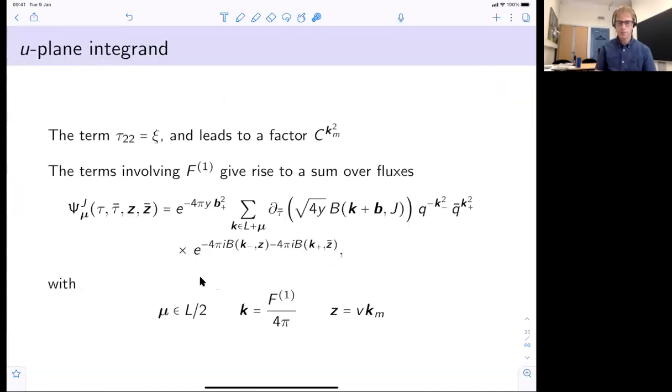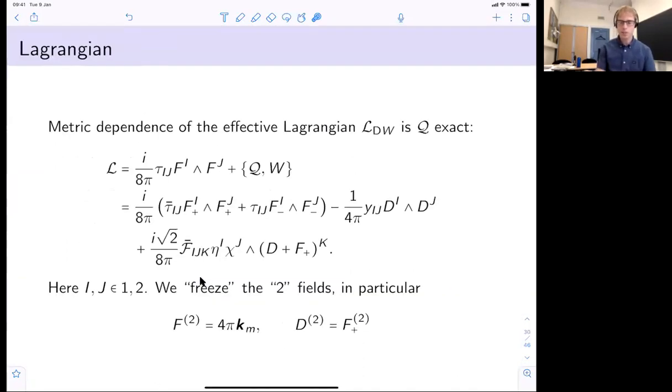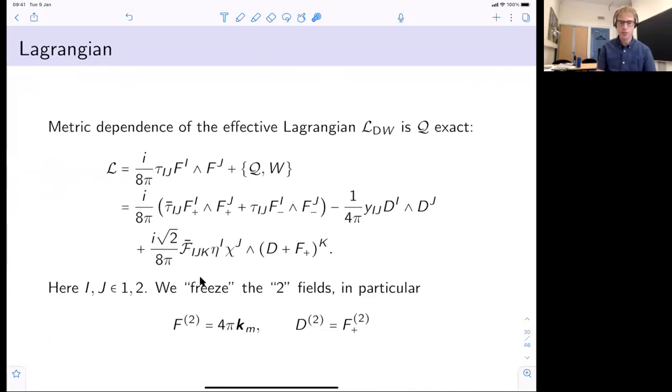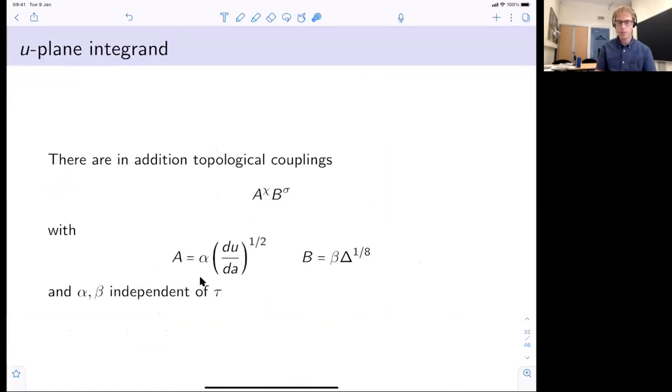So this is basically what one gets from considering this Lagrangian and freezing the two component and doing a full sum over the one component of the fluxes. In addition to this Lagrangian, there are topological couplings. So you don't see them in this Lagrangian, but they can be derived from a different perspective.